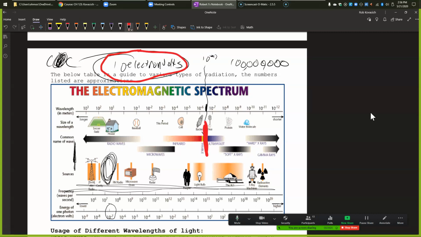Right here. This line is the most important part. Everything over here can cause cancer. Everything over here, no cancer. And remember what is over here.